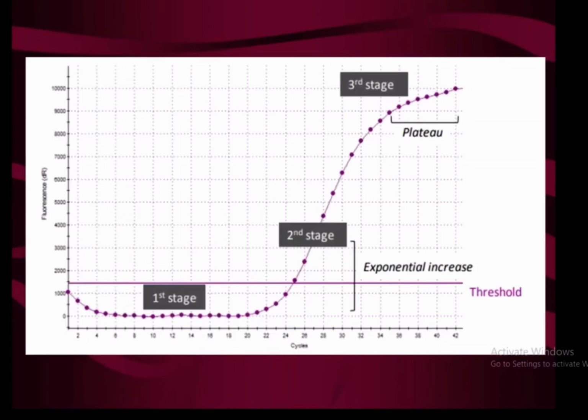This is how a graph of RT-PCR looks like. The first stage is the stage in which, although there are number of copies present, that DNA is being amplified in each cycle. First I'll tell you what this graph indicates. On the y-axis there is fluorescence. On the x-axis it is a number of cycles.